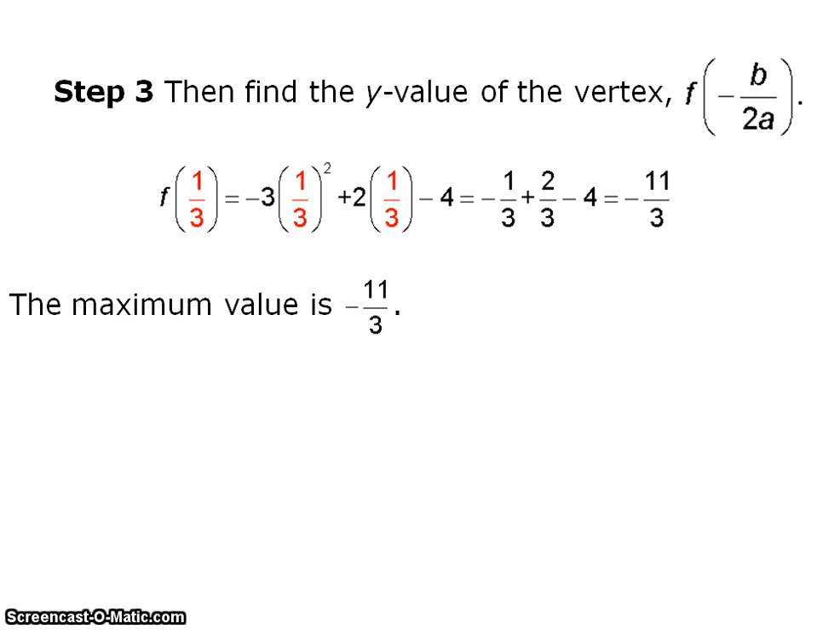And then I'm going to substitute 1/3 back into the original equation and determine my value for y of my vertex, and it ends up being negative 11/3. Therefore, the maximum value, which is always the y value of the vertex, is negative 11/3. Pause now and make sure that you have this whole example copied down.